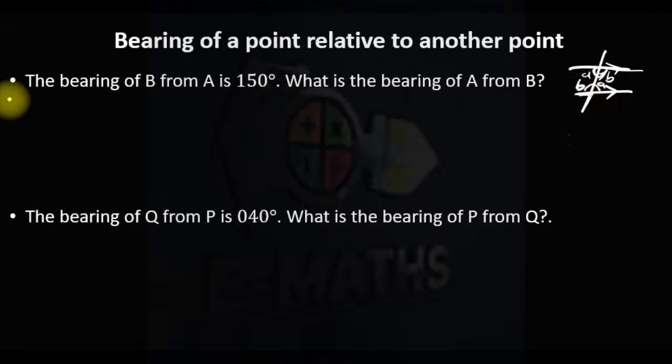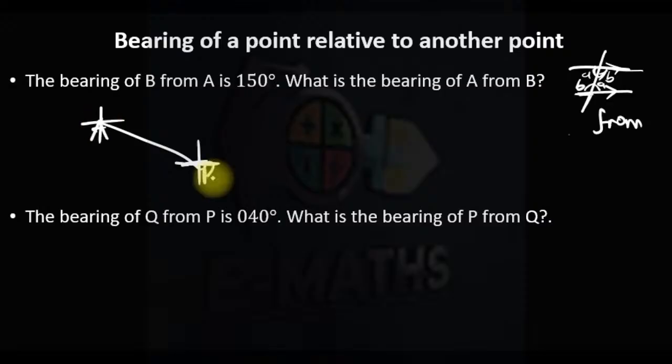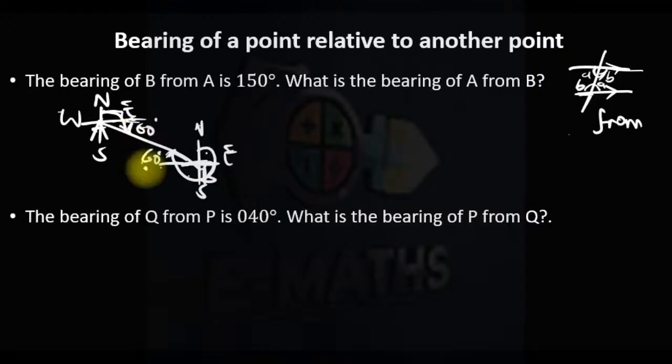Another thing, in any question, we need to know the starting point, which is from A to B. North, south, east, west. They said the bearing is 150, and you know this is 90. So the angle remaining here is 60, by the alternate angle theorem. So the answer is 270 plus 60, which is 330. So that's it.